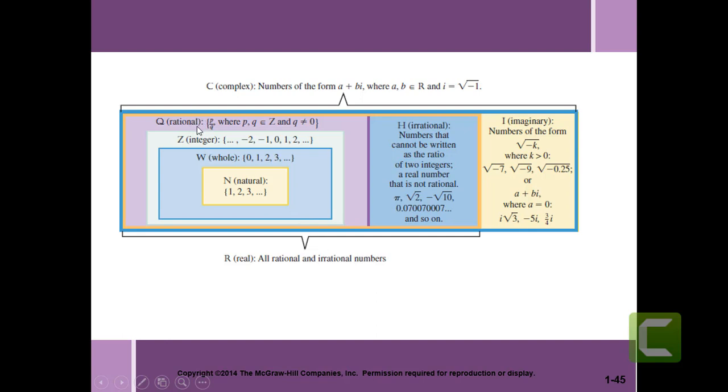Rational numbers are numbers that can be written as a fraction. In other words, we can write them as either a repeating decimal or a terminating decimal. Irrational numbers are numbers that cannot be written as a fraction. For example, pi, the square root of 2, and the number e are all irrational numbers. This is a little bit of review, but make sure you understand this.